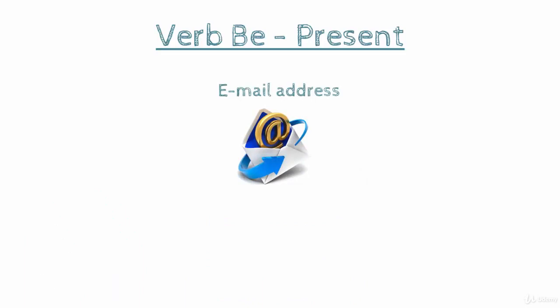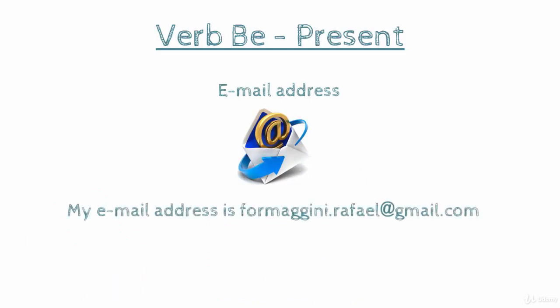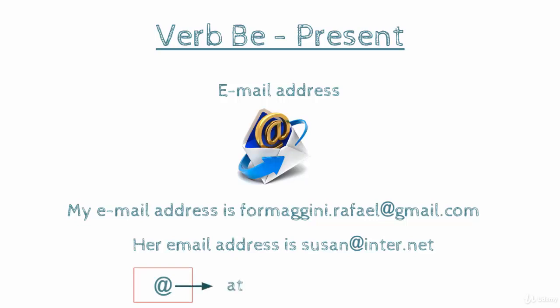We can use it for email addresses. My email address is formagini.raphael@gmail.com. Her email address is susan@inter.net. Now guys, please pay attention to the pronunciation of these parts of the email. At, repeat after me, at, dot, dot.